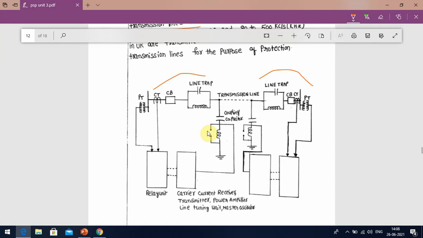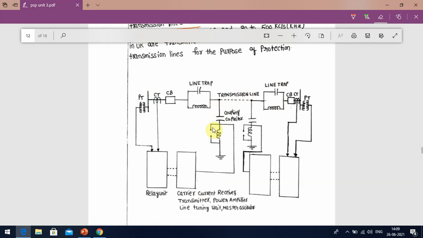So once again, the identical carrier current equipment consists of a transmitter and a receiver, a line trap unit and a coupling capacitor, and in that a power oscillator and power amplifier, and CTs and circuit breakers and potential transformers, and one more important one is the relay unit. So on each side this identical carrier current equipment is placed. Now we will see the operation of each one in this carrier current protection.